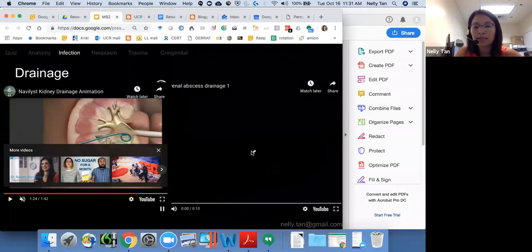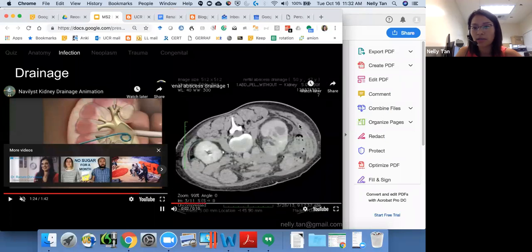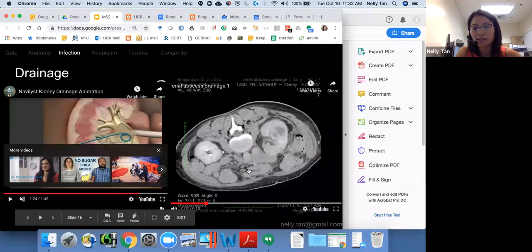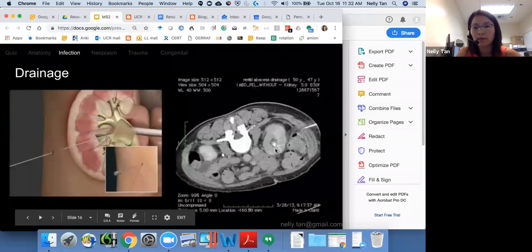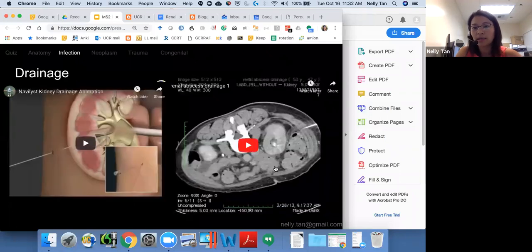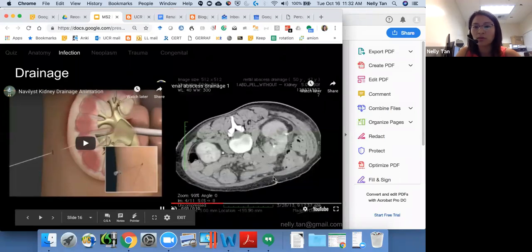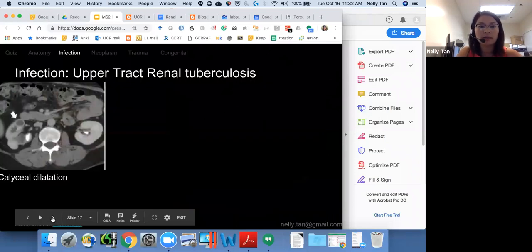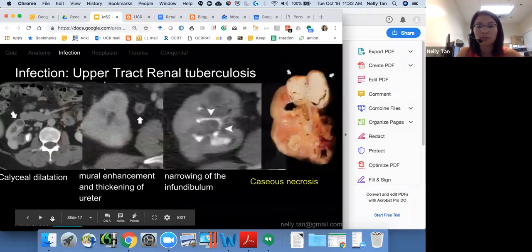So here is an example of a patient that had exactly that done. The patient is on the CT scanner and I don't know if you can see it, but there's an abscess in the collecting system of the kidney right there. There's an abscess, and so we put in a pigtail catheter to decompress it. Once the patient heals, then you can remove the pigtail catheter. Okay, any questions?